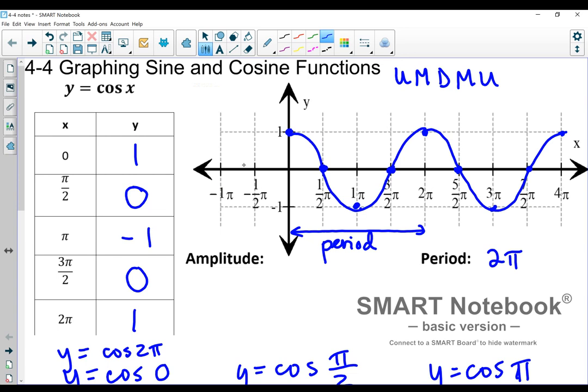Amplitude is going to be from that midline, how far up or how far down. So that's going to be my amplitude. So my amplitude is 1. And that's really the important information that we need here. They talk about frequency also in your book. Your frequency is 1 over the 2 pi. And we don't really care as much about frequency.